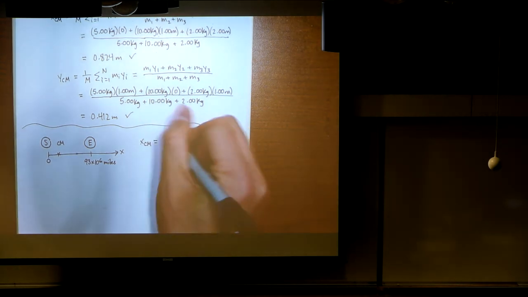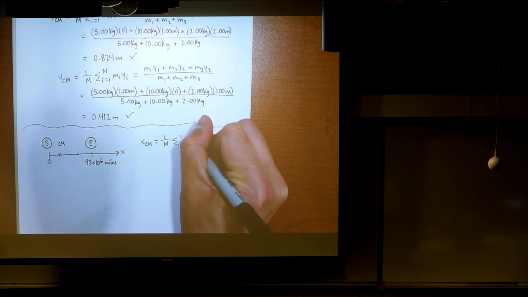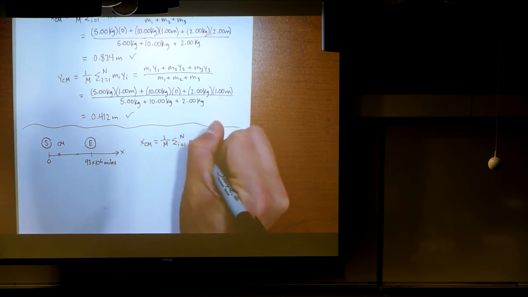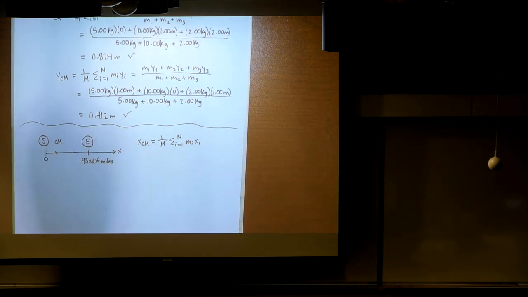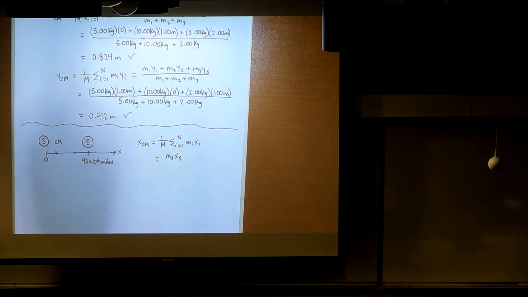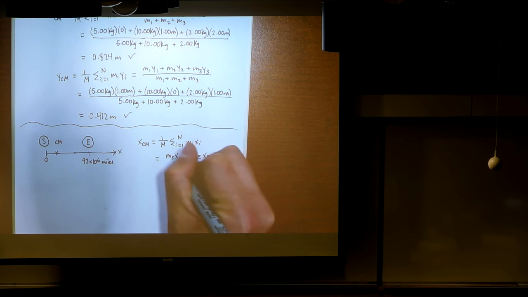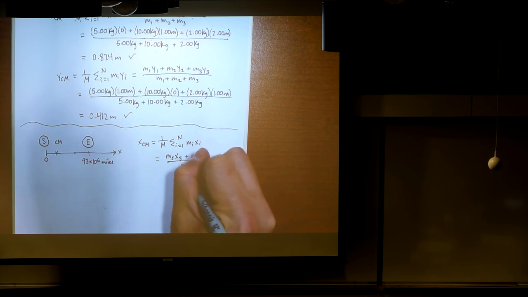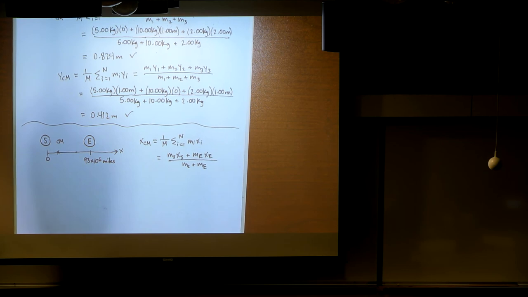Let me remind you how this goes. It's 1 over the total mass times the summation from i equals 1 to n of m_i x_i. But there's only two things we're summing over here, right? Just Earth and the Sun. So I'll write it as the mass of the Sun times the x coordinate of the Sun plus the mass of the Earth times the x coordinate of the Earth, divided by the total mass, which is just the mass of the Sun plus the mass of the Earth. Okay? That's what it is. So x_CM, let's plug in the data.